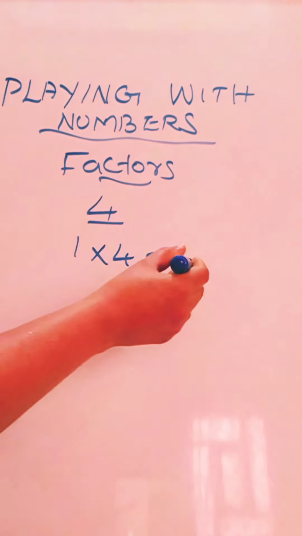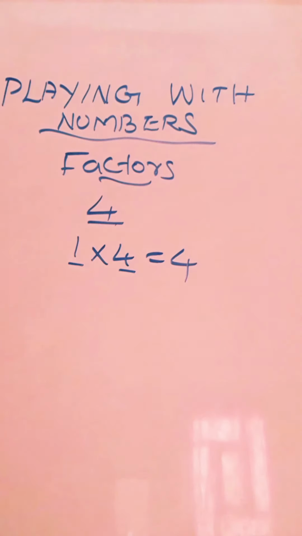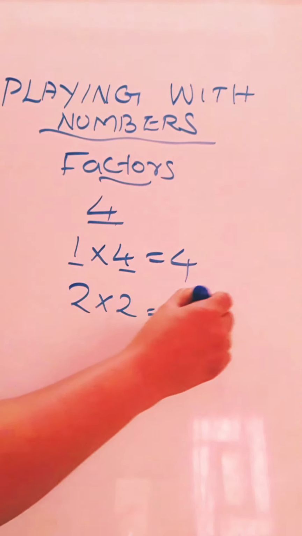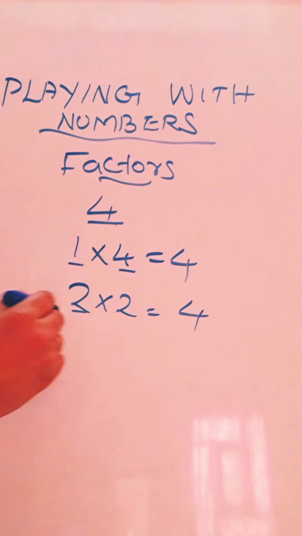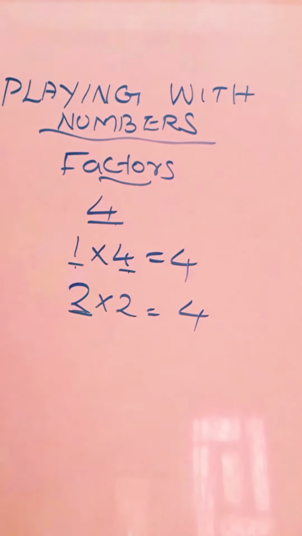So 4's factors, here 1 and 4 I got. Next I will write 2 into 2 is equal to 4. 2 I got, repeated a total of 2 times. Any other? No other possibility. So 4's factors are 1, 4 and 2. Or in order, we say 1, 2 and 4 are factors of 4. This is a smaller example.